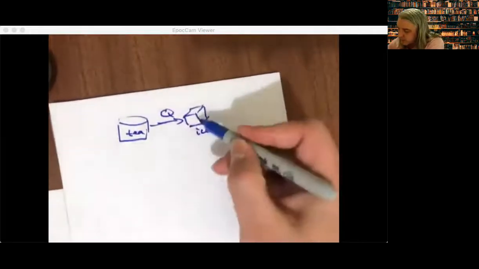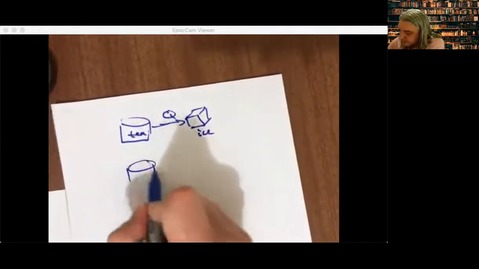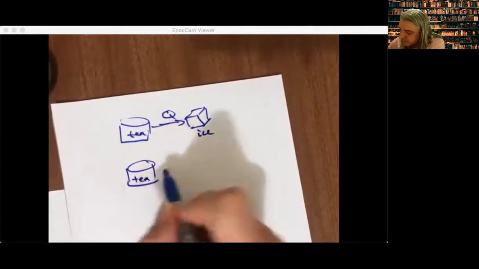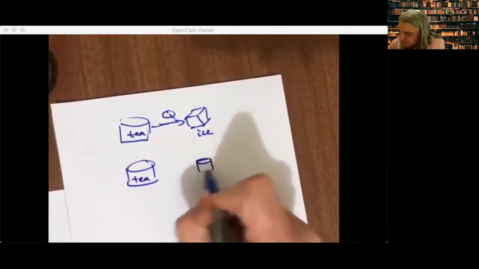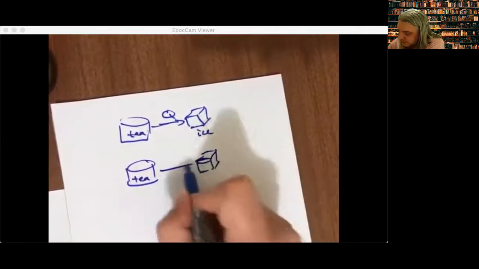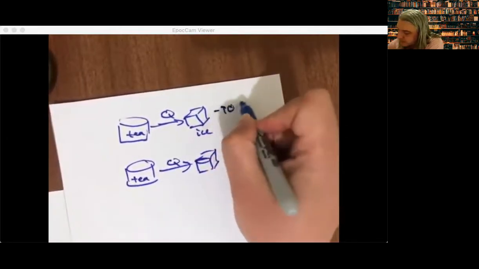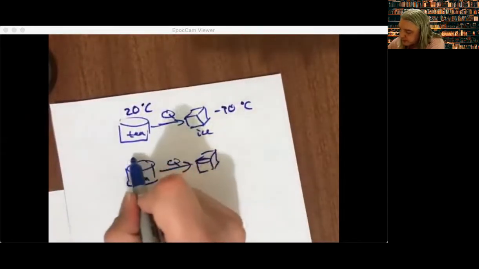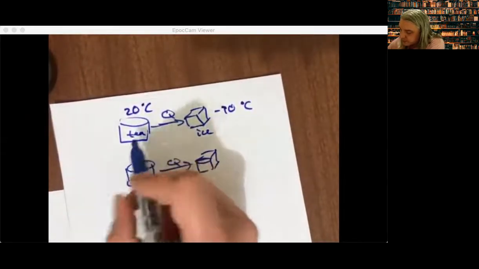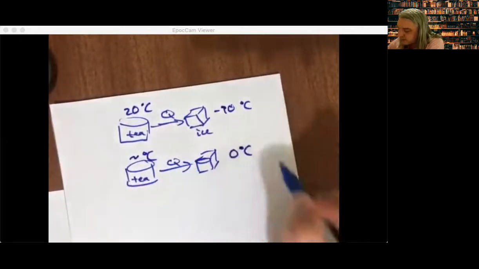So you had to think about the fact that it had to go from this system to one where we had tea as a liquid still, but now the ice is at 0 degrees C. So this is minus 10 degrees C, and this is 20 degrees C. It's going to go to this, where this is now at some other temperature, and this is now at 0 degrees C, ready to melt.